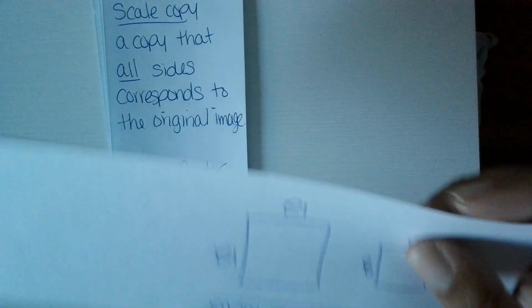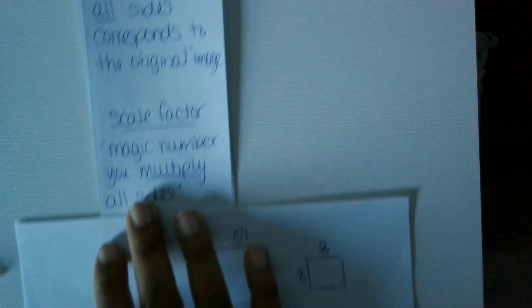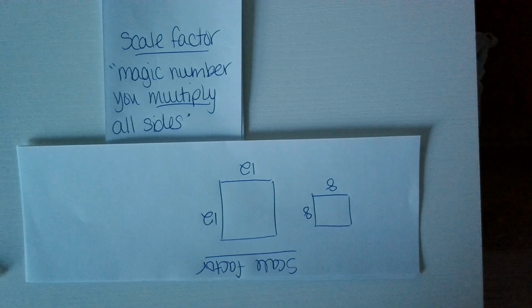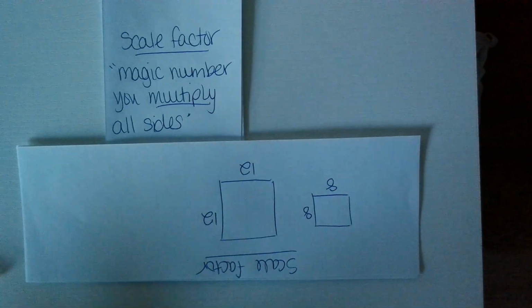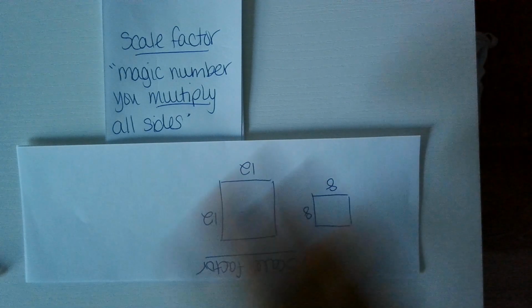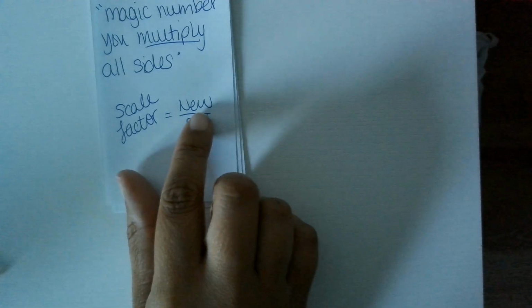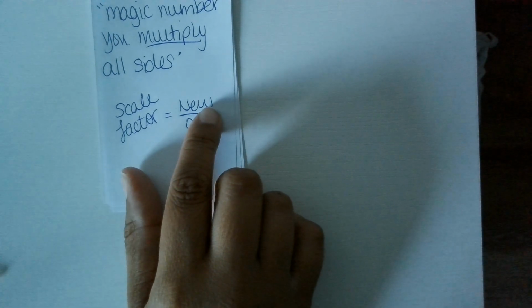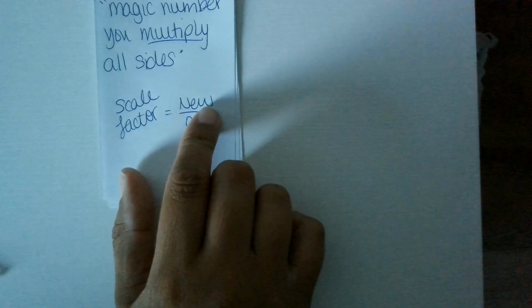To find that pattern, that magic number, we use what's called a scale factor. That's the magic number you multiply all the sides by, not adding or subtracting. We usually use a cute little formula: the scale factor is the measurement of the new length, your scale figure, divided by the old length of your original figure.